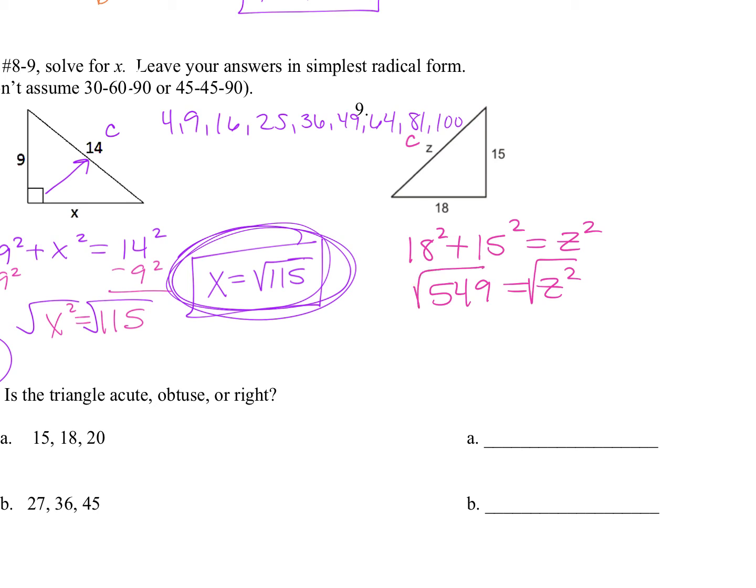Okay, so check it. Is the square root of 549 a perfect square? No, that one is not. Is there a perfect square that 549 is divisible by? 9 works out. So if you divide by 9, I think you get 61. Is that right? So this would be 3 rad 61. Any questions on that?